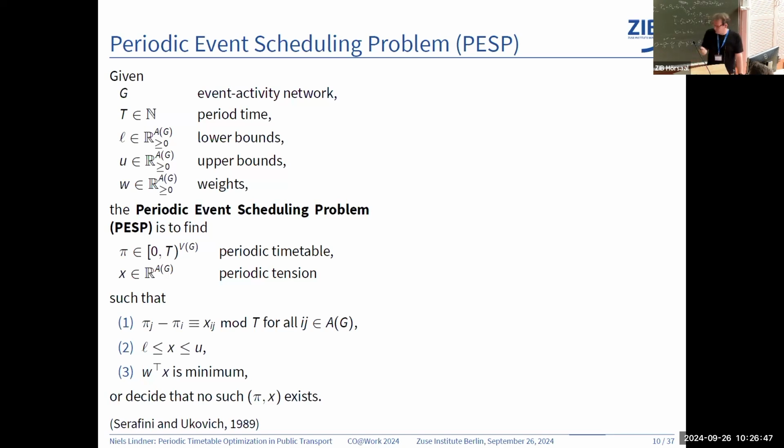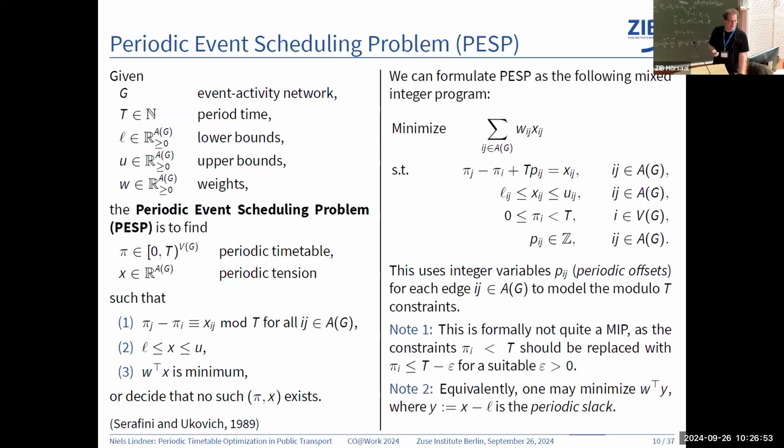And as you see, there are some inputs, but there are not so many constraints, and it's completely straightforward to formulate this as a mixed integer program. So you minimize this weighted tension here. You have the bounds for x and for pi. And the only thing you need to think about is how to resolve this modulo T constraint. And you do this by adding artificial integer variables, because that says pi j minus pi i and x ij differ by an integer multiple of the period time. And this integer multiple is the variable you add here and require it to be integer.